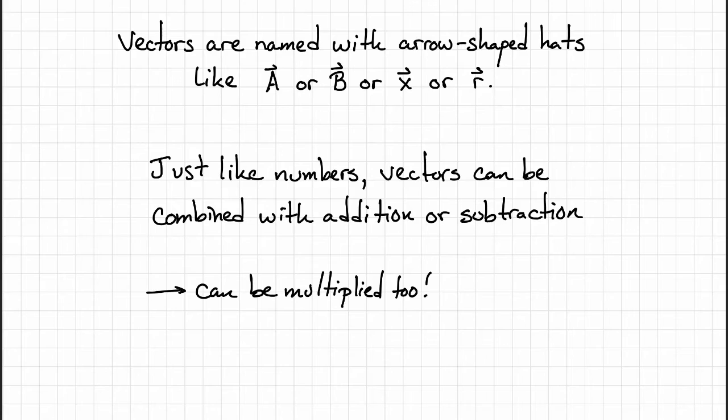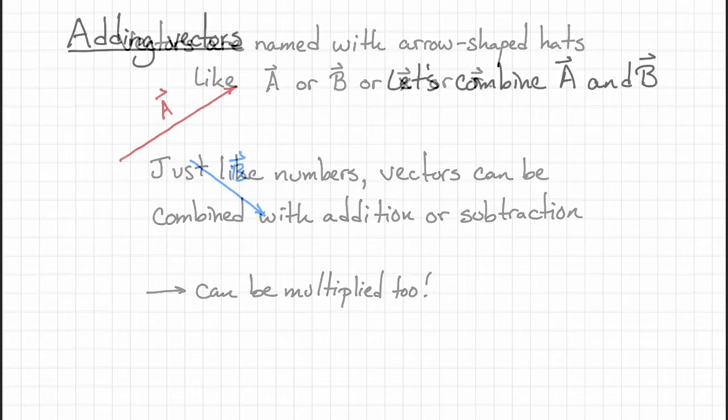Just like numbers, vectors can be combined with addition or subtraction. They can also be multiplied. We'll talk about multiplication of vectors later.